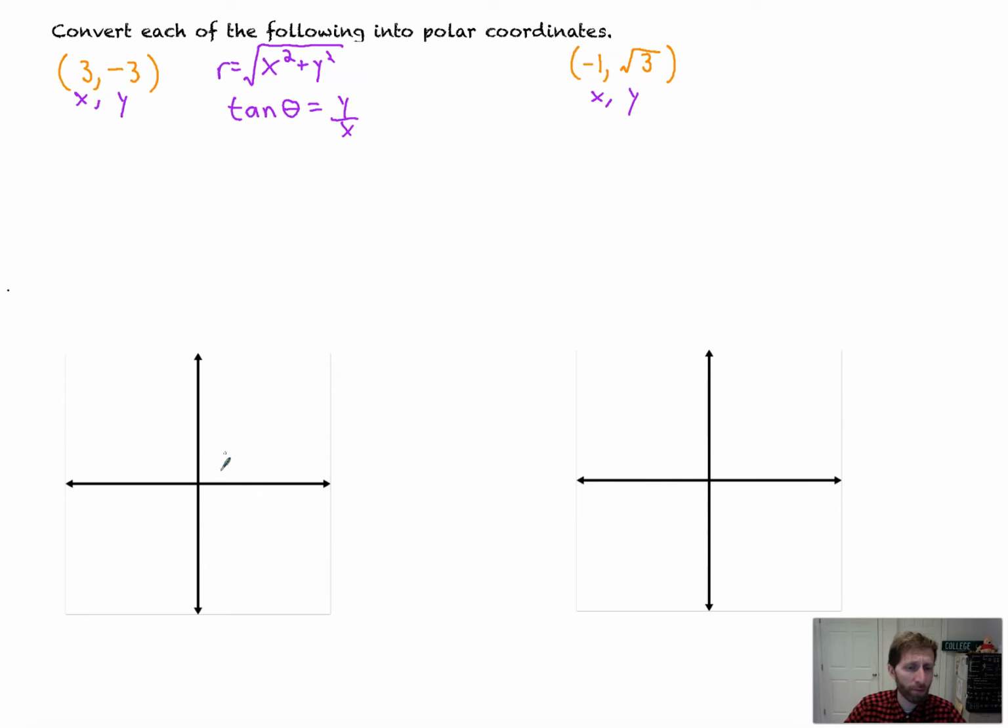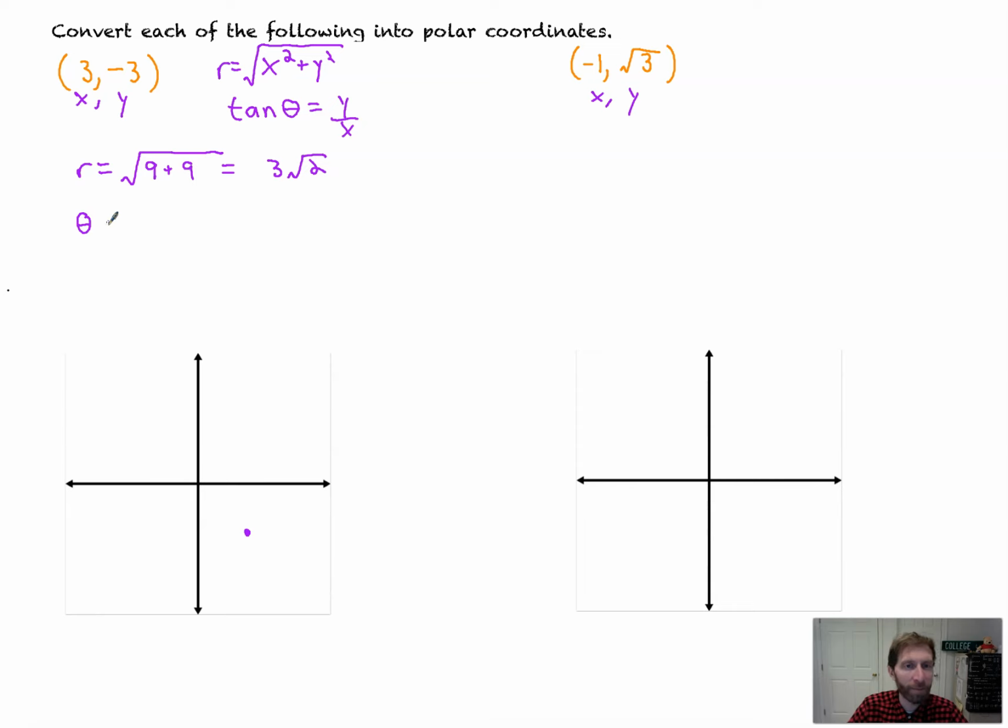Let's plot out the point. 3, -3 is right 3, down 3, roughly there. Okay, so now to find r, r is equal to the square root of x squared, which is 9, 3 squared, plus -3 squared, which is also 9. And that simplifies down to root 18, which is the same as 3 root 2. So that's our r value.